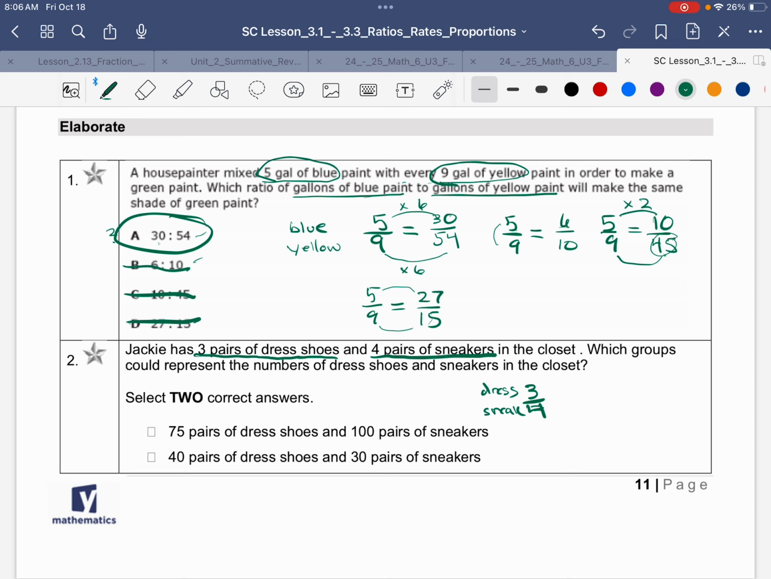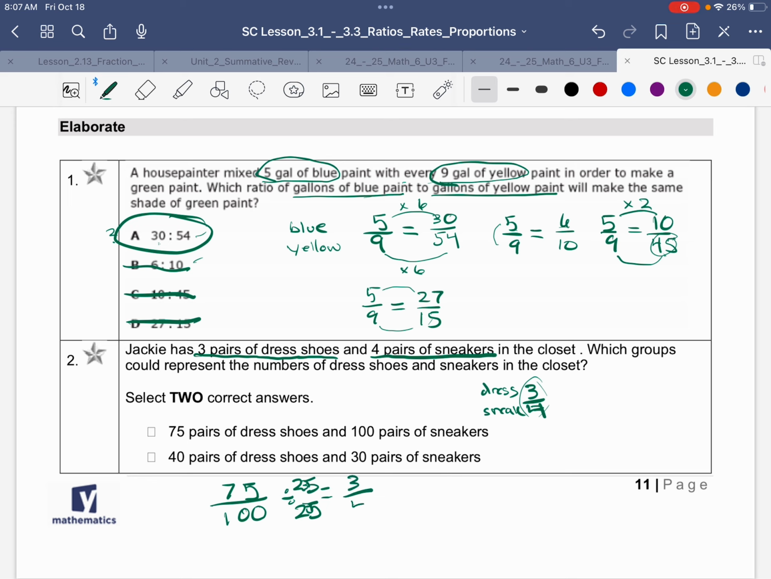One way you could do is you can set these other proportions up. I'll show you a different way. You can simplify them to see if you get 3/4. So 75 over 100. If I divide this, both top and bottom, by 3, we're not going to do 3. We're going to do 25. I don't know why I said 3. 75 divided by 25 is 3.